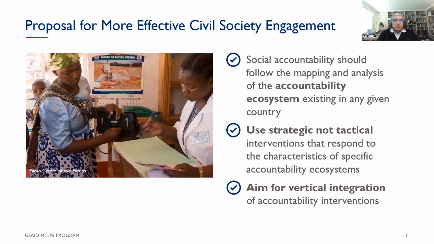So based on those lessons learned, we are proposing three main goals and approaches to improve. The first one is that we should do the mapping and analysis of the accountability ecosystem. I'm going to explain in a minute what that is. The second one is that social accountability should be strategic. And the third one is that we should aim for vertical integration of social accountability actions. Next one, please.